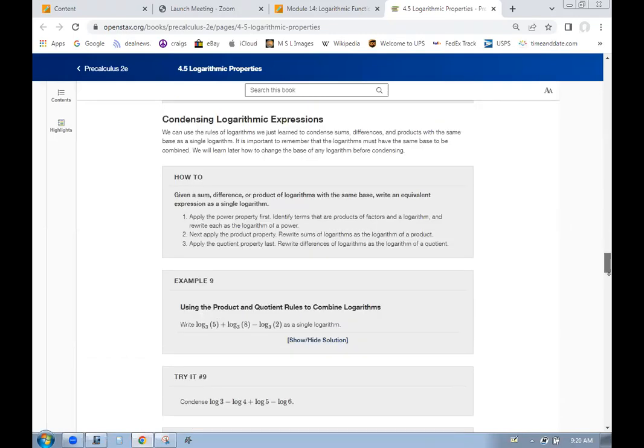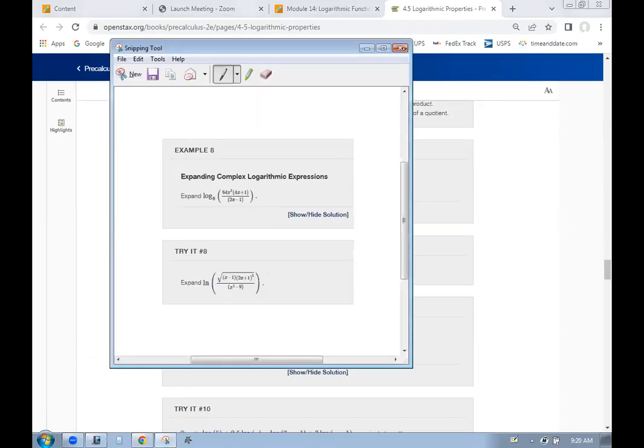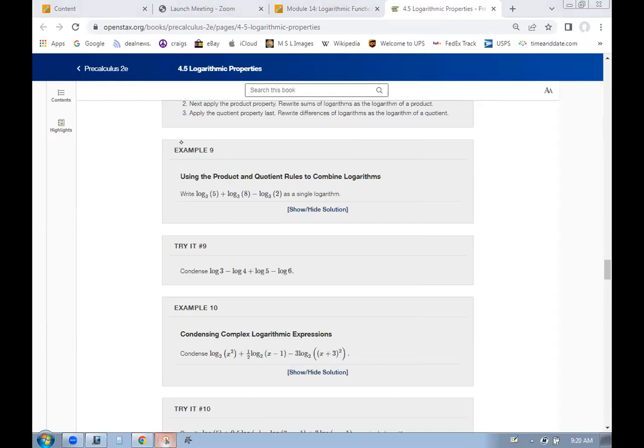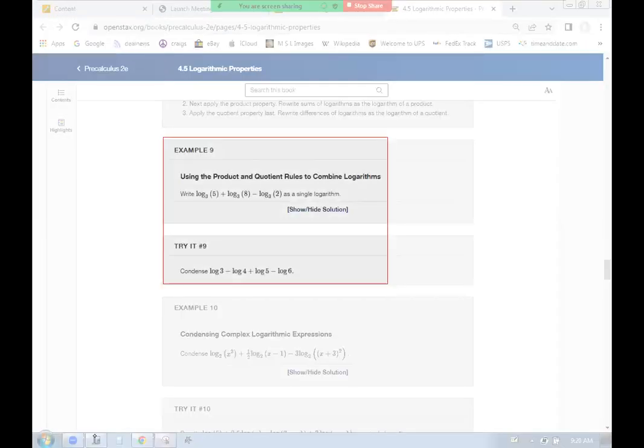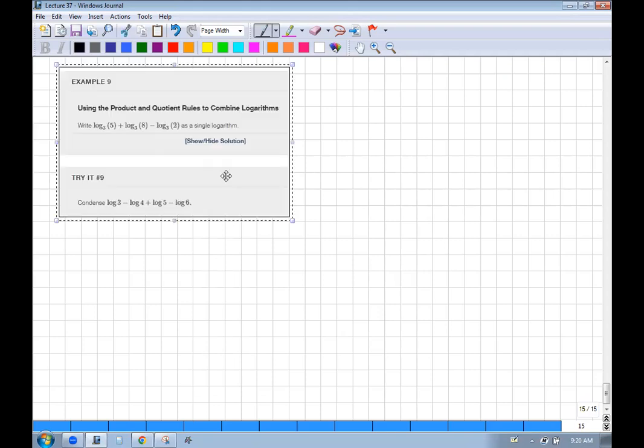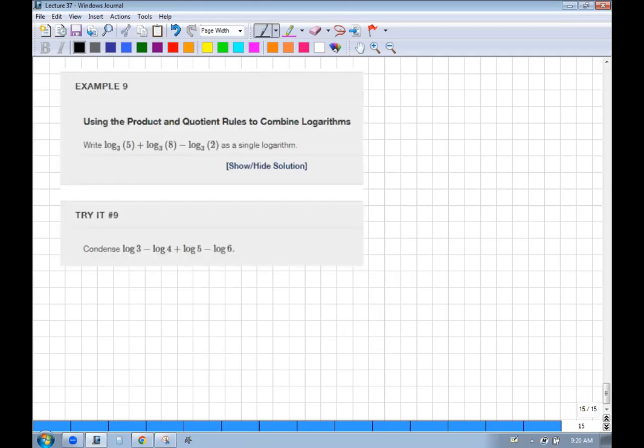And of course, we can go the other way with this stuff. All right, since these are all log base 3, and that's important, they have to have the same base, we can combine these into one log. The 5 is positive, the 8 here is positive, the 2 is negative, so it goes on the bottom. This is 40 divided by 2 is 20.